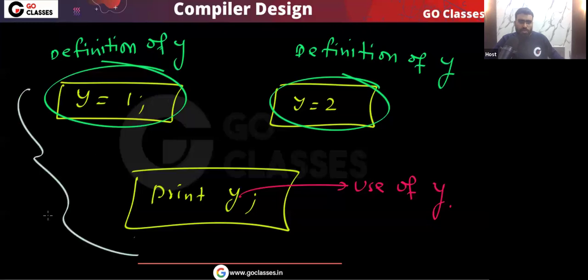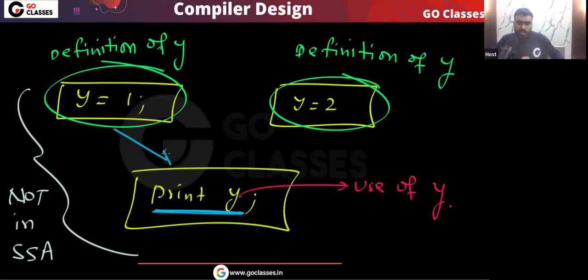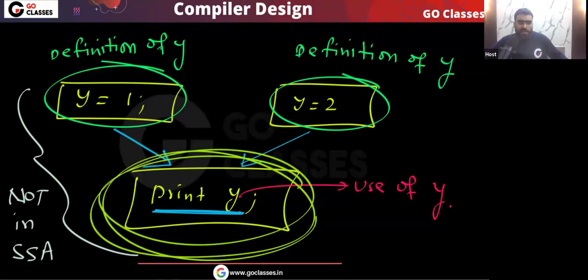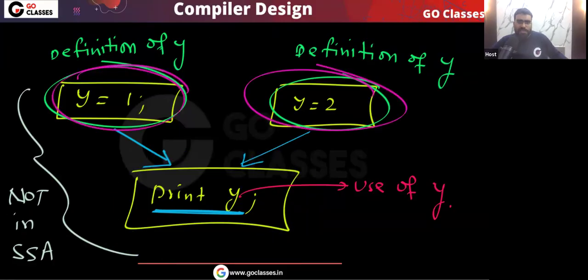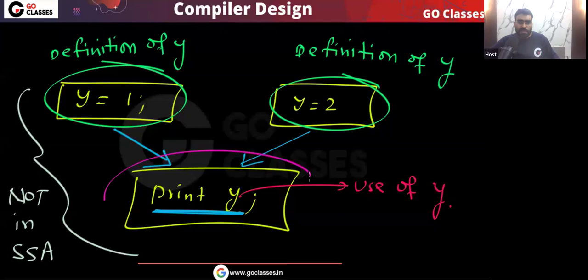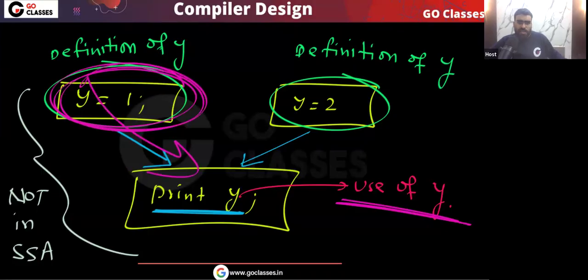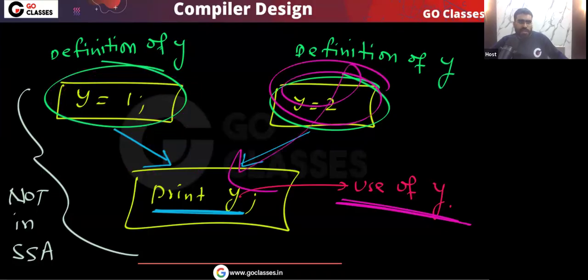See, right now this is not in SSA. Because this is not in SSA, you can notice this definition also reaching this use, and this definition also reaching this use, yes or no? So if your program is not in SSA, then this use of variable y you can reach by multiple definitions. Agree with me? You can reach by this definition also, you can reach by this definition also.